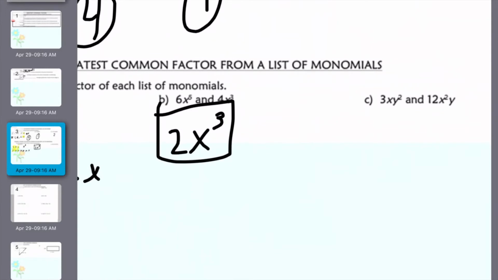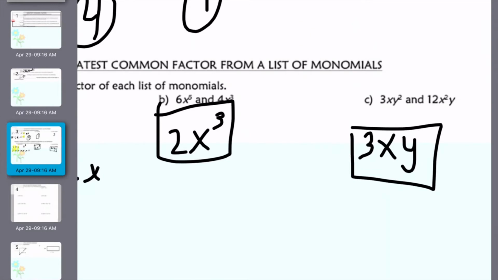If I look at part C, they now throw in a y, but nothing really changes. First off, my greatest common factor between 3 and 12 is going to be 3. My greatest common factor between x and x squared, remember, is just going to be the variable with the lowest exponent that it has, so it's x to the first power. And the same thing for y: the greatest common factor between y squared and y is just y. So my greatest common factor between those two monomials is 3xy.